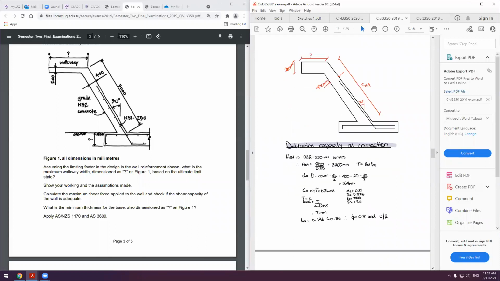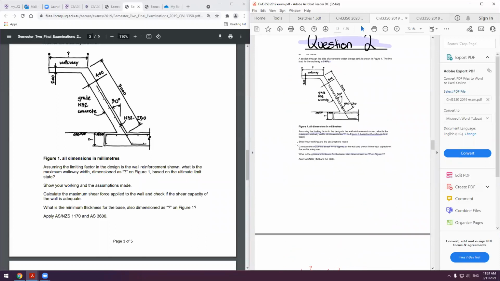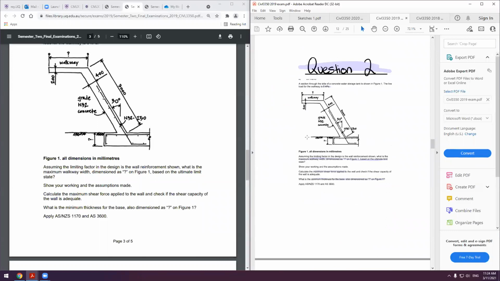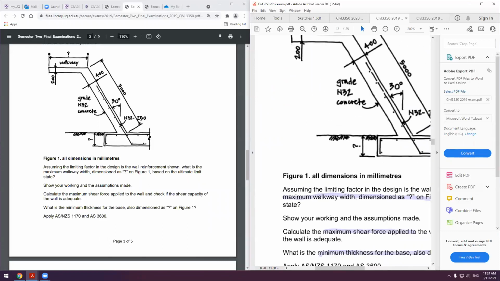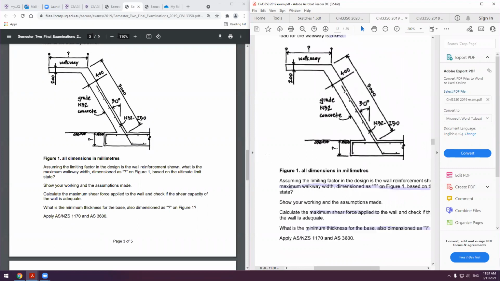So we go through, we calculate our capacity. When you say at connection, where is that? Which part of the diagram is the connection? So it's the connection between the stem and the base. So many times I've read that the water is supposed to be on the right. That's a big one, actually.